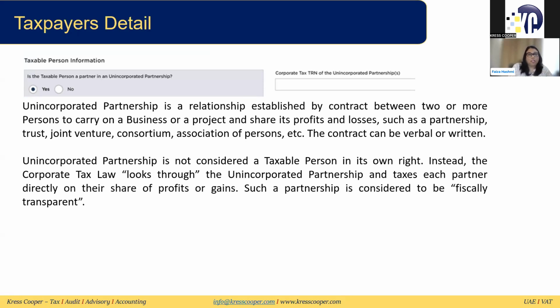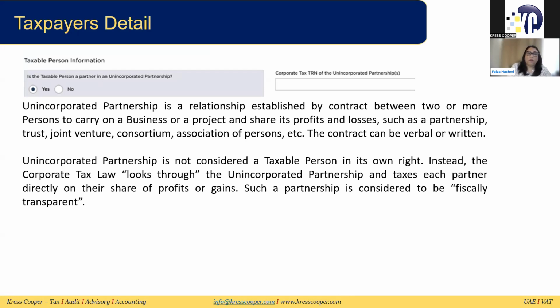An example is civil companies. And then there is unincorporated partnership. So what are unincorporated partnerships? They are a relationship established by contract between two or more persons. It could be to carry on a business or a project, to share in the profit and loss of that project or business. Some examples could be partnership, trust, joint ventures, consortiums, association of persons, which are joined by a contract. These contracts can be verbal or written.